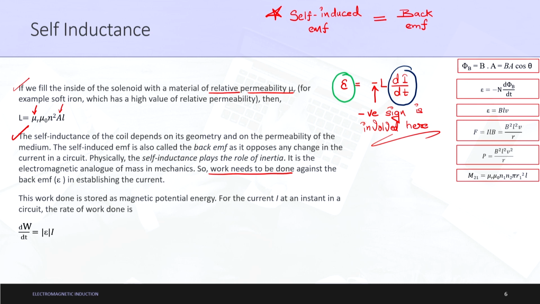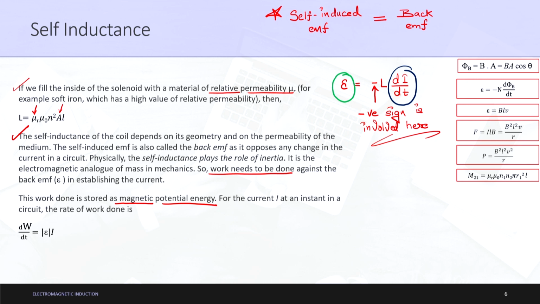So, the work done is stored as magnetic potential energy. Please make sure that it is stored as magnetic potential energy. It is a type of potential energy only, as magnetism is involved here, so the word magnetic is being added.